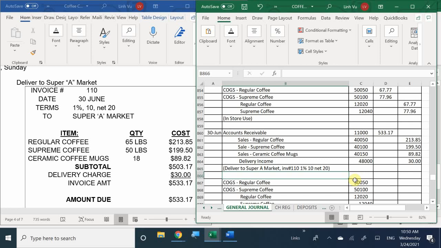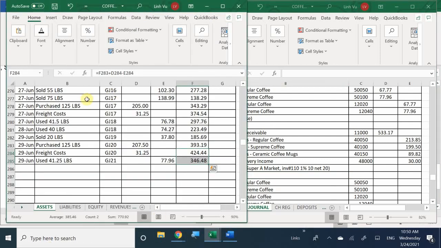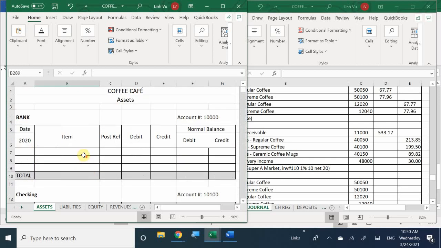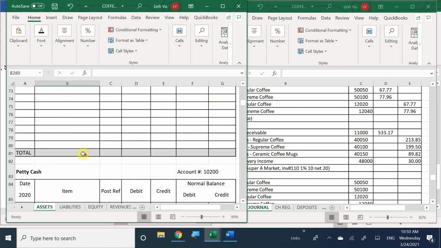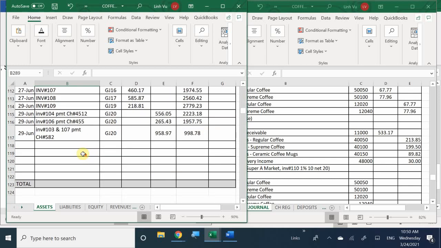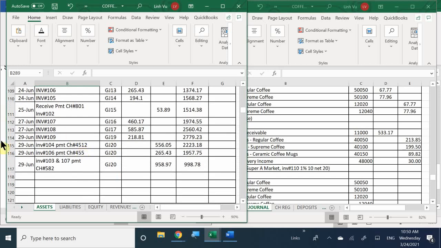All right. So what's next? Ledger. The ledger. Ledger. Okay. So what are we going to do first? Accounts receivable. Here we are, accounts receivable.